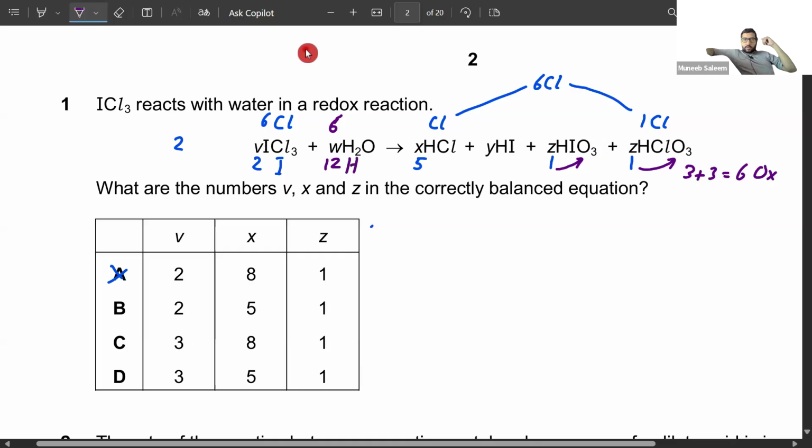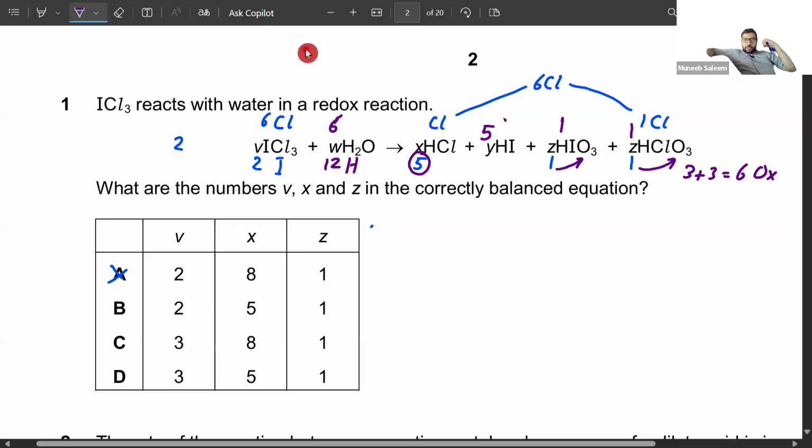To balance it, we need to have 12 hydrogen atoms on the product side. So we already have 1 hydrogen atom coming from here, 1 hydrogen atom coming from here, and 5 hydrogen atoms coming from here. That means we need to put 5 instead of Y. So 5 times 5 plus 5, 10, 10 plus 2, 12. So now hydrogen atoms are also balanced.